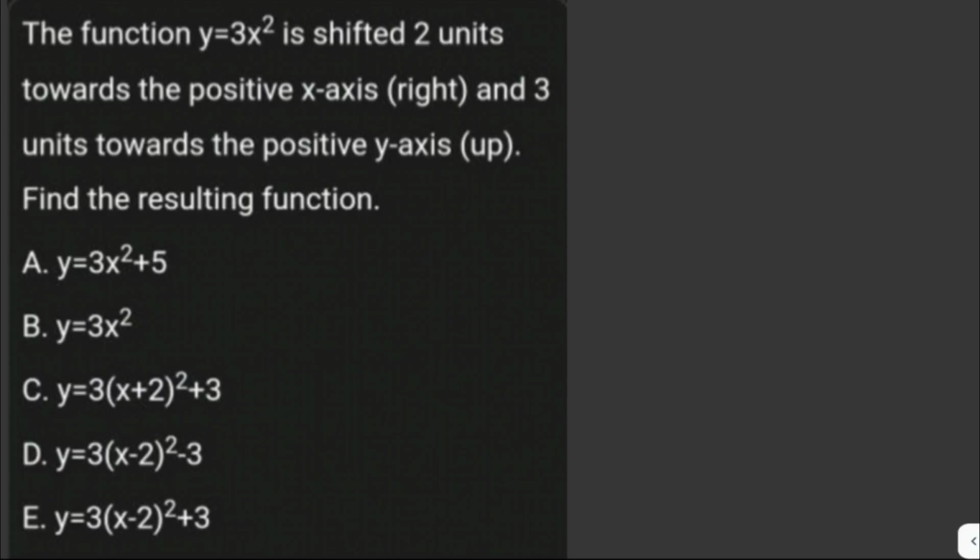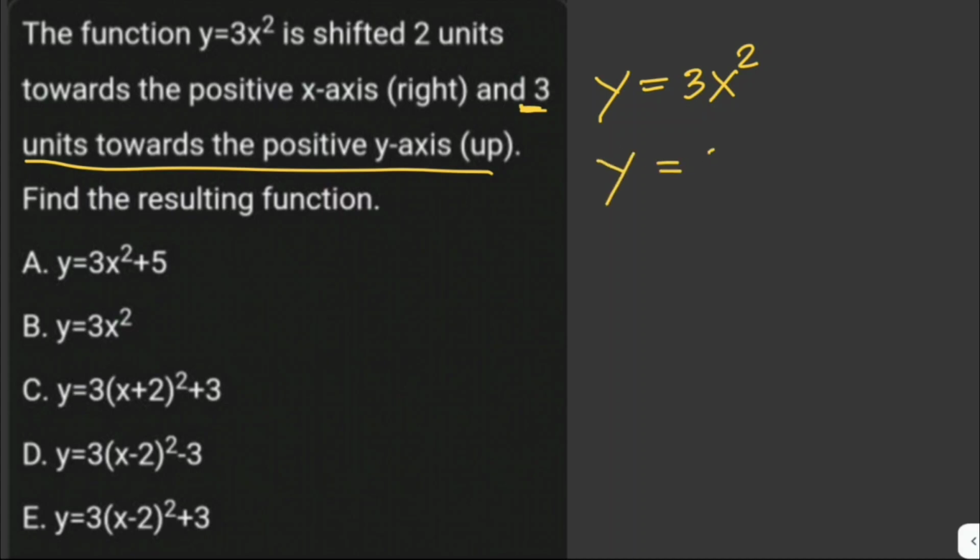The function y equals 3x squared is shifted 2 units towards the positive x-axis to the right and 3 units towards the positive y-axis going up. Find the resulting function. So we're given here the original function, which is y equals 3x squared, and it says here the function is shifted 3 units towards the positive y-axis, so going up. So that means we add 3 units to the whole function. So this would be y equals 3x squared plus 3.